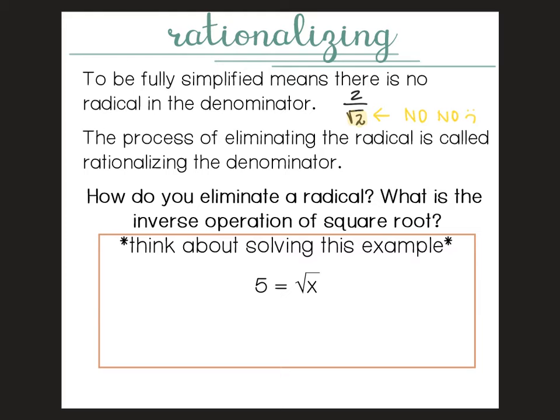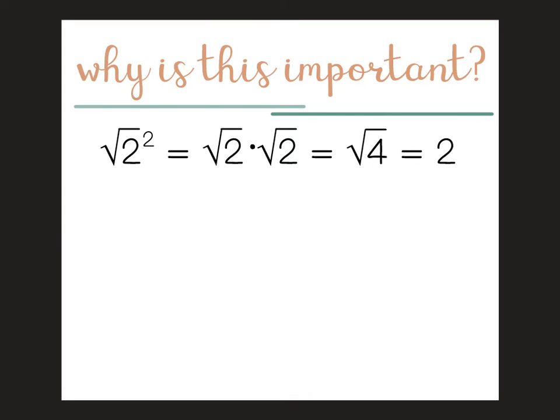And so you need to think about, how do you eliminate a radical? What's the inverse operation of a square root? If we were going to solve this example, to get rid of this square root, I would square this. The opposite of square root is squaring, and that's important to remember. So why is it important? We just said, if I want to get rid of the square root, I'm going to square.